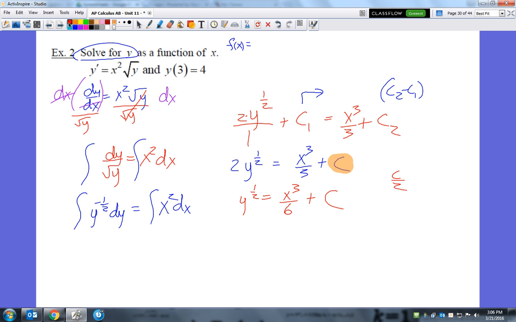And then right now I'm going to raise both sides to the second power because I'm trying to get y by itself. So it is a square root.